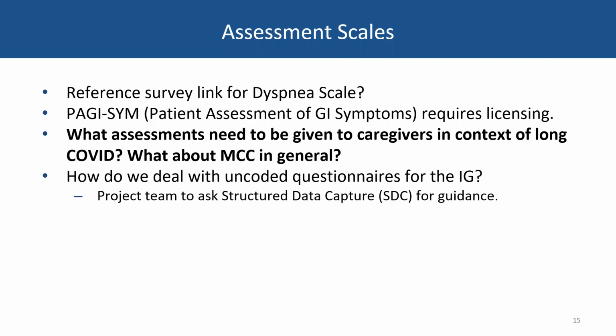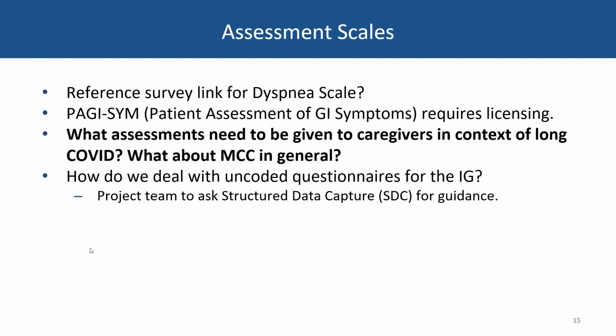Thanks. Thank you. And then there's also a GI scale for symptoms that requires licensing. So this is more just a note that if there is a scale that's referenced that requires licensing, we would need to just clarify that in the IG. So our main question that we had for you all are, what assessments need to be given to caregivers in the context of caring for a patient with long COVID? And then also about multiple chronic conditions in general.